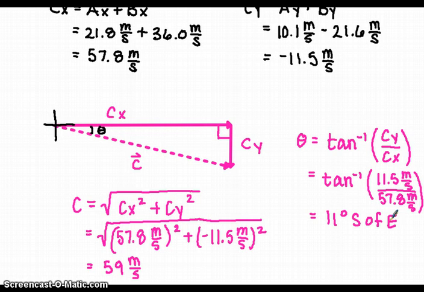There are other ways you can report this as well. If you found this angle right here, it would be 90 minus 11. So we would have 79 degrees east of south as the other option. Our final answer here: 59 meters per second, 11 degrees south of east.